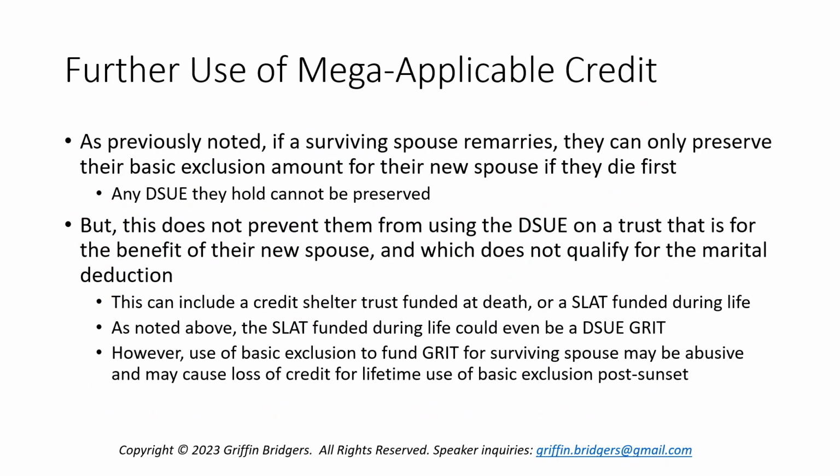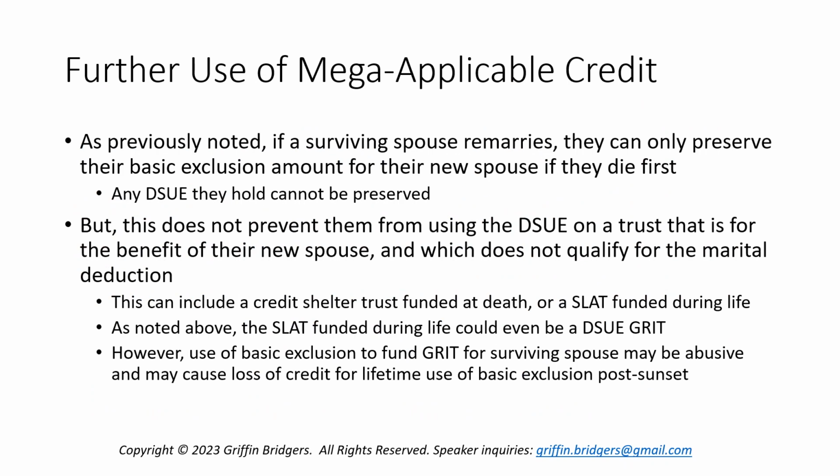But nothing stops them from using that DSUE, which is reflected in this mega applicable credit, on a trust that might be for the benefit of their new spouse, and which doesn't qualify for the marital deduction. Why? Because you can't actually use DSUE on a trust if it qualifies for the marital deduction. But that aside, this use could include, for example, a credit shelter trust funded at death for which their new spouse is a beneficiary, or even a SLAT funded during life for which their new spouse is a beneficiary.